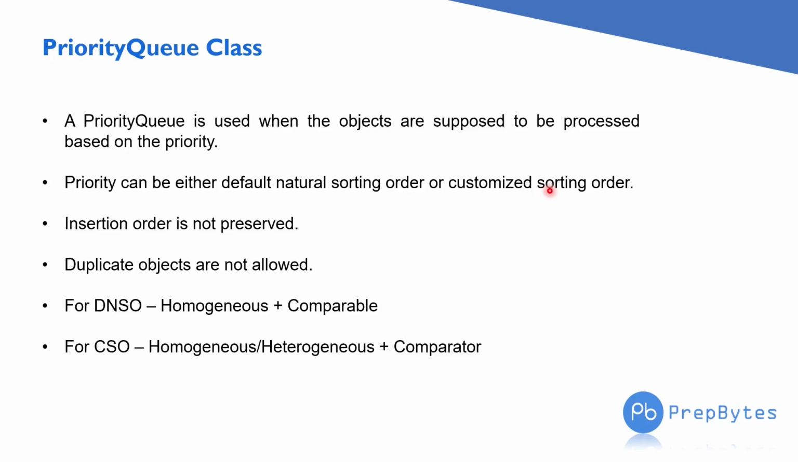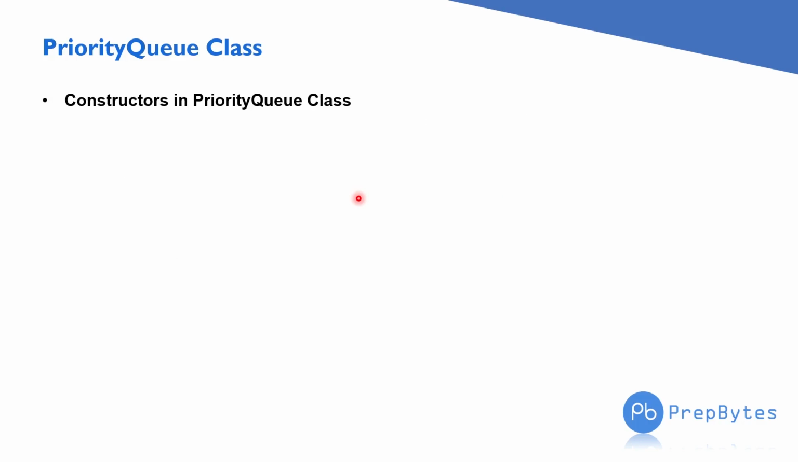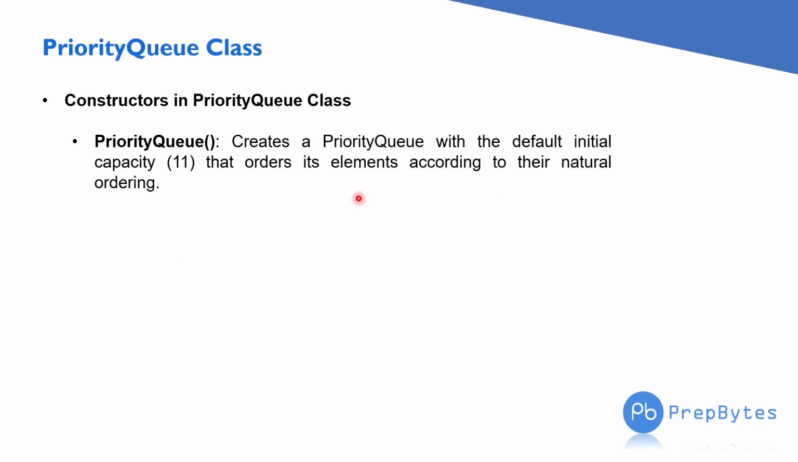Okay, so in this case, customized priority order. Fine, or default natural priority order, no issue. Now let's see the constructors of the PriorityQueue class. The constructors in the PriorityQueue class are: PriorityQueue, the simplest, the default constructor that will create an empty priority queue with the initial capacity of 11, that orders its elements according to the natural ordering.